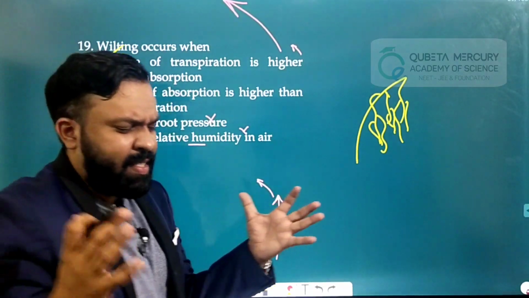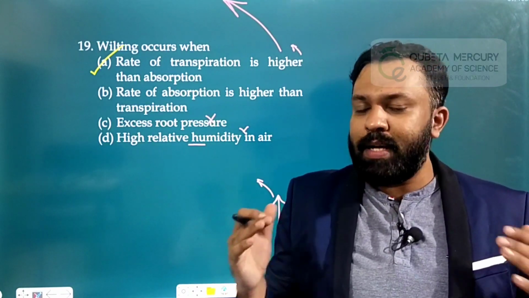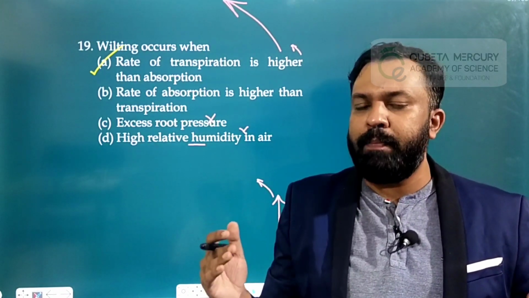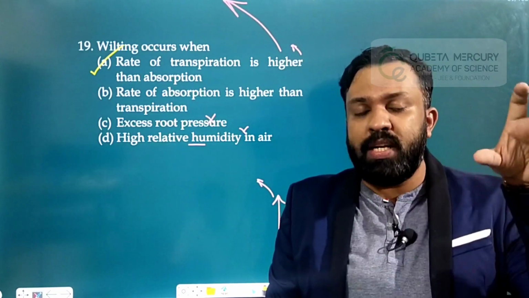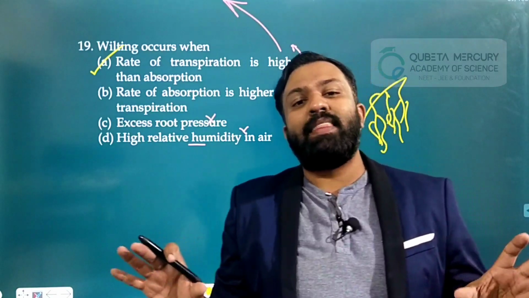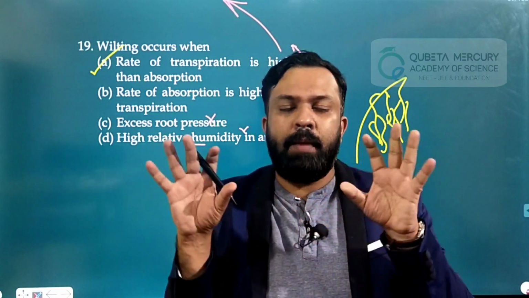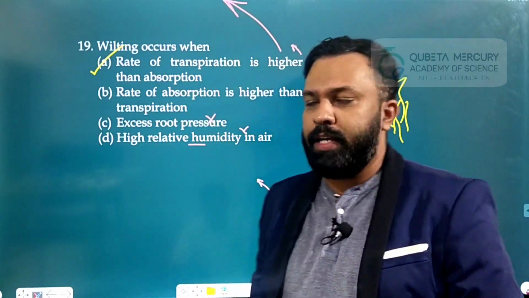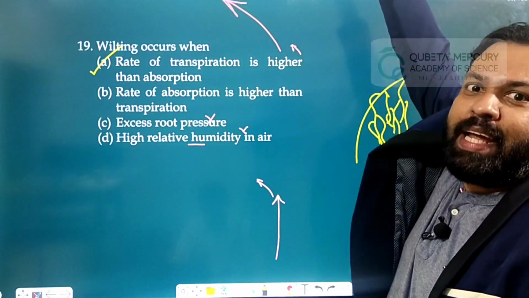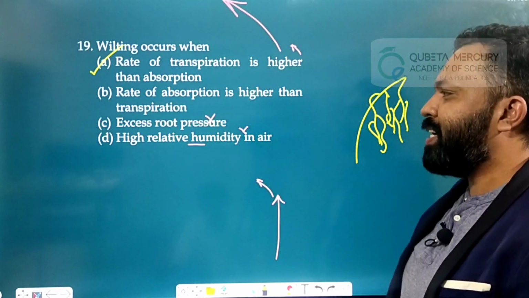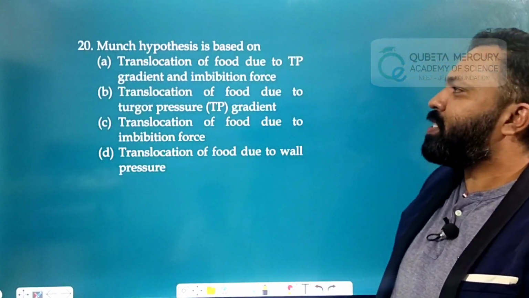Right, due to the excessive transpiration, due to the excessive loss of water in the form of vapor through the stomata, the plants will face a water potential decrease, thereby the cells will become plasmolyzed and the plant parts become wilted. So that is the right answer. Wilting occurs when the transpiration rate is high and the absorption rate is low. Okay, yes. Here comes question number 20.